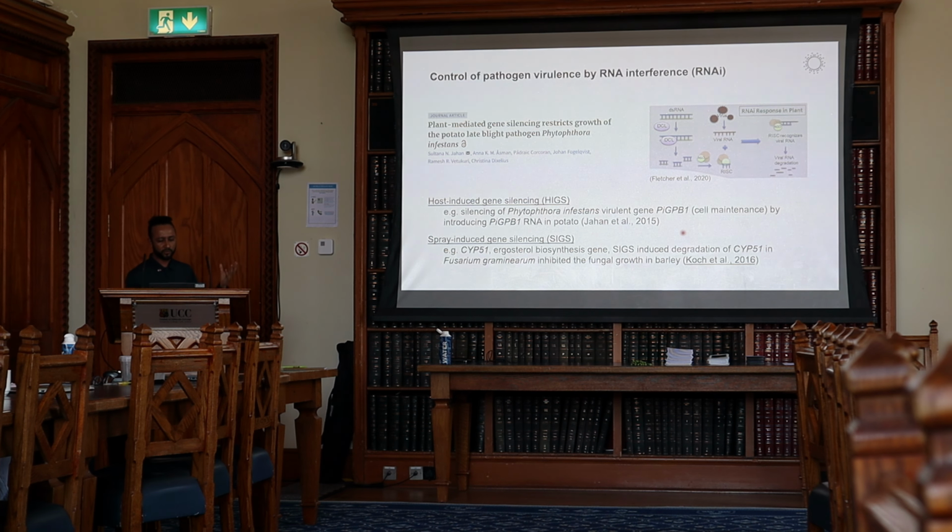So these two mechanisms are used, and there is an example, silencing of the Phytophthora infestans virulence gene PIZBP1, that is very important for Phytophthora cell maintenance, by introducing the same virulence factor in potato. So it recognizes and degrades that virulence factor so the disease cannot happen. That's how we use the information from the pathogen to control the disease in the field.